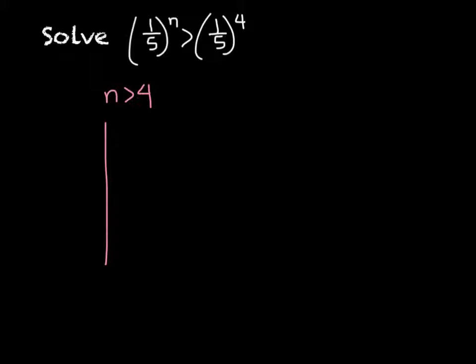If we look at the graph of 1/5 to the power of n, it looks something like this. And so 1/5 to the power of 4 is somewhere around here. And if we were to say that n is greater than 4, well, we see that the graph is actually decreasing at this point. And in fact, what our answer should be is n is less than 4.